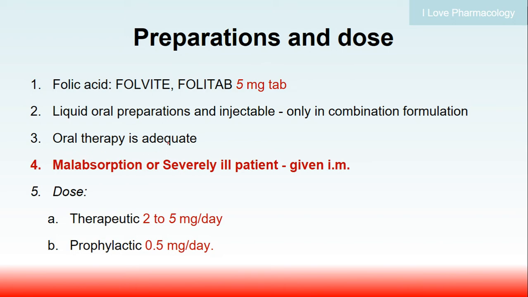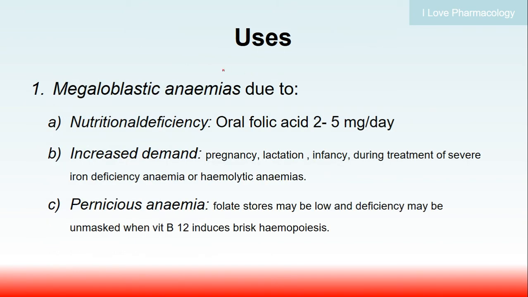Oral therapy is adequate in most cases, except in case of malabsorption and severely ill patients, where you may need to administer folic acid through the intramuscular route. The therapeutic dose will be around 2 to 5 milligram per day, and prophylactically you can give 0.5 milligram per day. So what are the uses of folic acid?